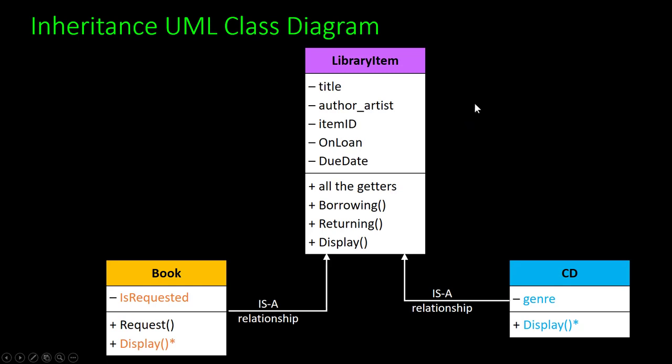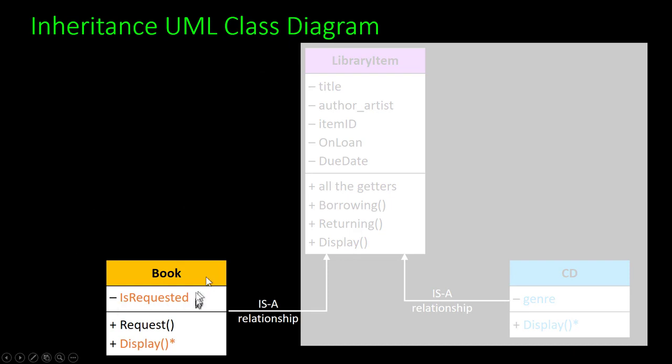Okay, back to our inheritance UML diagram. We have seen the parent class. So now let's take a look at the subclasses. We're going to look at the Book subclass first. In this Book class, we have the additional attribute called isRequested. So when someone requests the book, isRequested will have to change its status. You have to update the status.